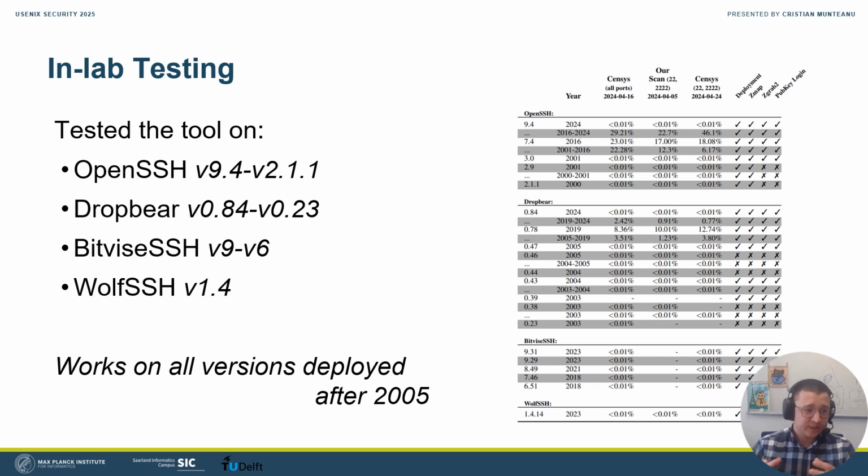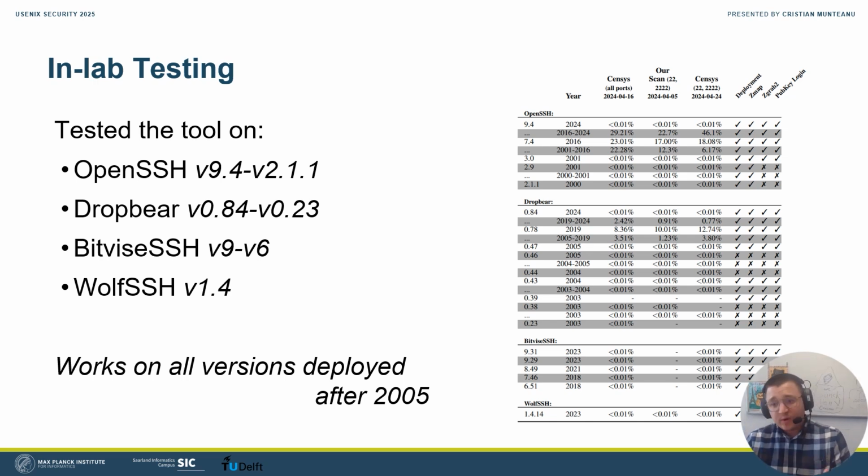And for this, we did a series of in-lab testing, and we took the most popular SSH server implementation, OpenSSH, Dropbear. We also found Bitvise SSH and Wolf SSH. As you can see, we tested all available versions of these tools. For OpenSSH, we went from 9.4 until 2.1. For Dropbear, the same, 0.84 to 0.23. In Bitvise, all versions that could be found from version 9 to version 6. And 1.4 for Wolf SSH.